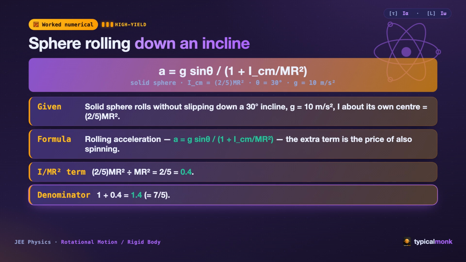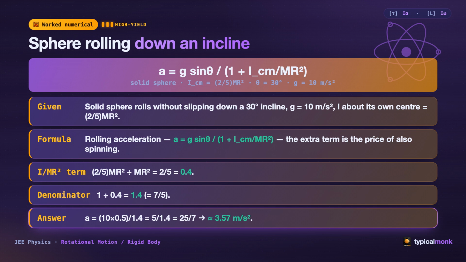Notice this denominator is exactly why a sphere never accelerates as fast as it would if it only slid without rotating. Step 5. Put it together. g sine theta is 10 times 0.5, which is 5. 5 divided by 1.4 is 25 over 7. Approximately 3.57 meters per second squared. That is your answer.